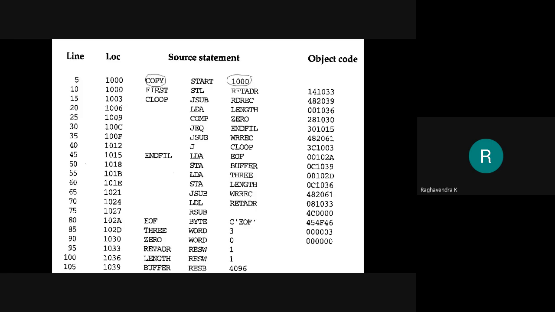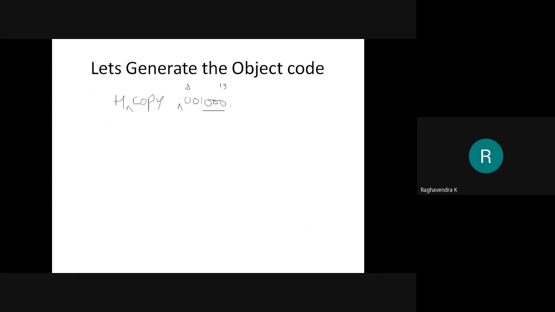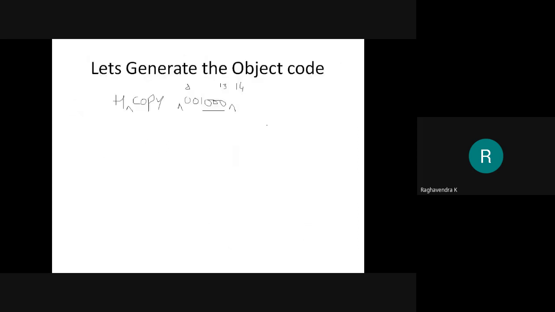Anything else we have to write? From 14 to 19, we are supposed to write the length of the object program in bytes. So from 14 to 19, right? Yes, from 14 to 19. So 14, 15, 16, 17, 18, 19. From here to here, I'm supposed to mention the length of the program. So how do I know the length of the program?